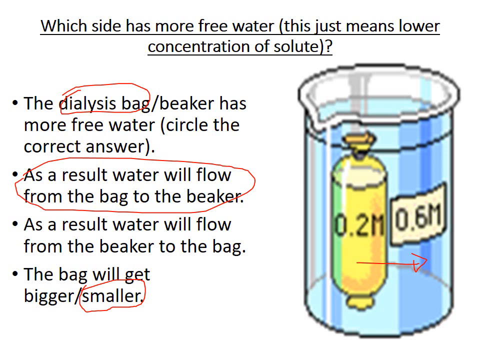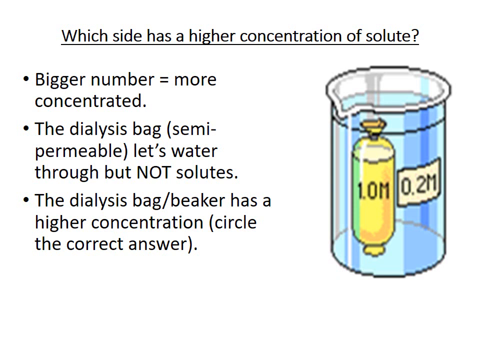So you should be able to predict which way water will flow based on the concentration of the solute that you see in the problem that's provided. So you can try this one over here. You can predict which way water will flow. So let's take a look. Higher concentration of solutes in the bag, lower concentration of solute in the surrounding solution of the beaker. That means the bag has less free water than the beaker.